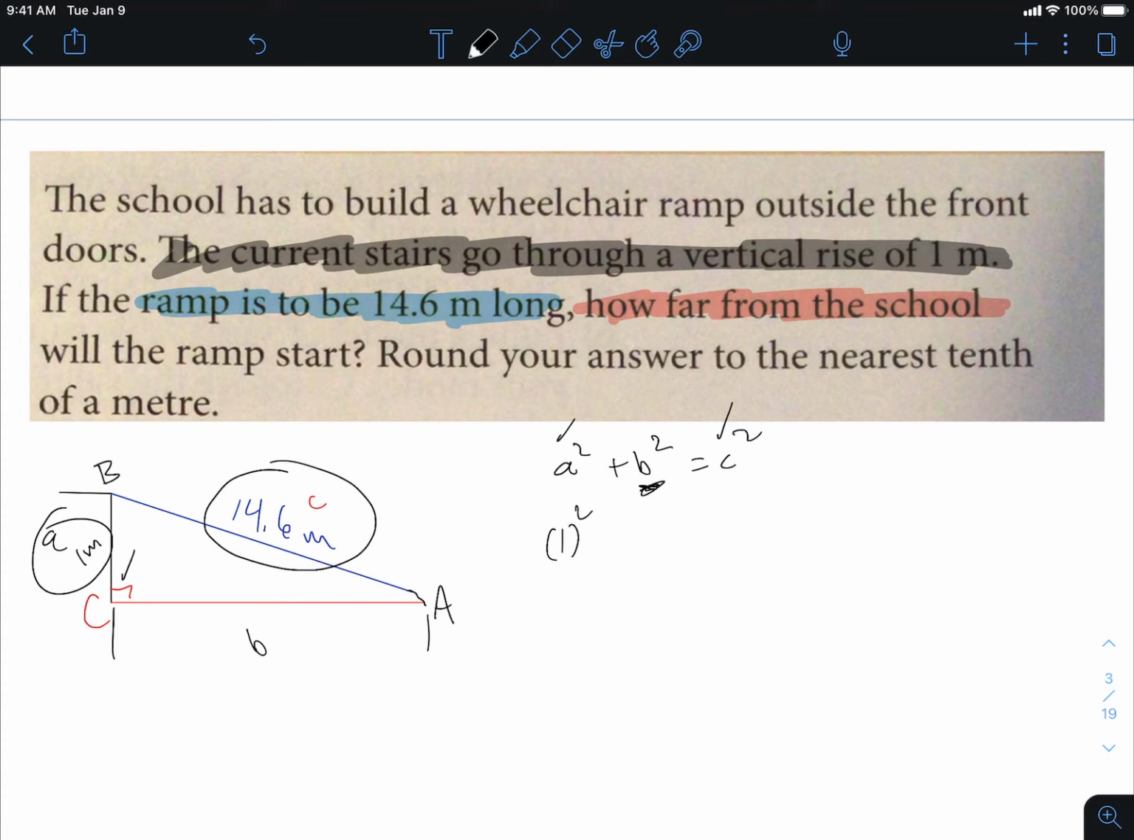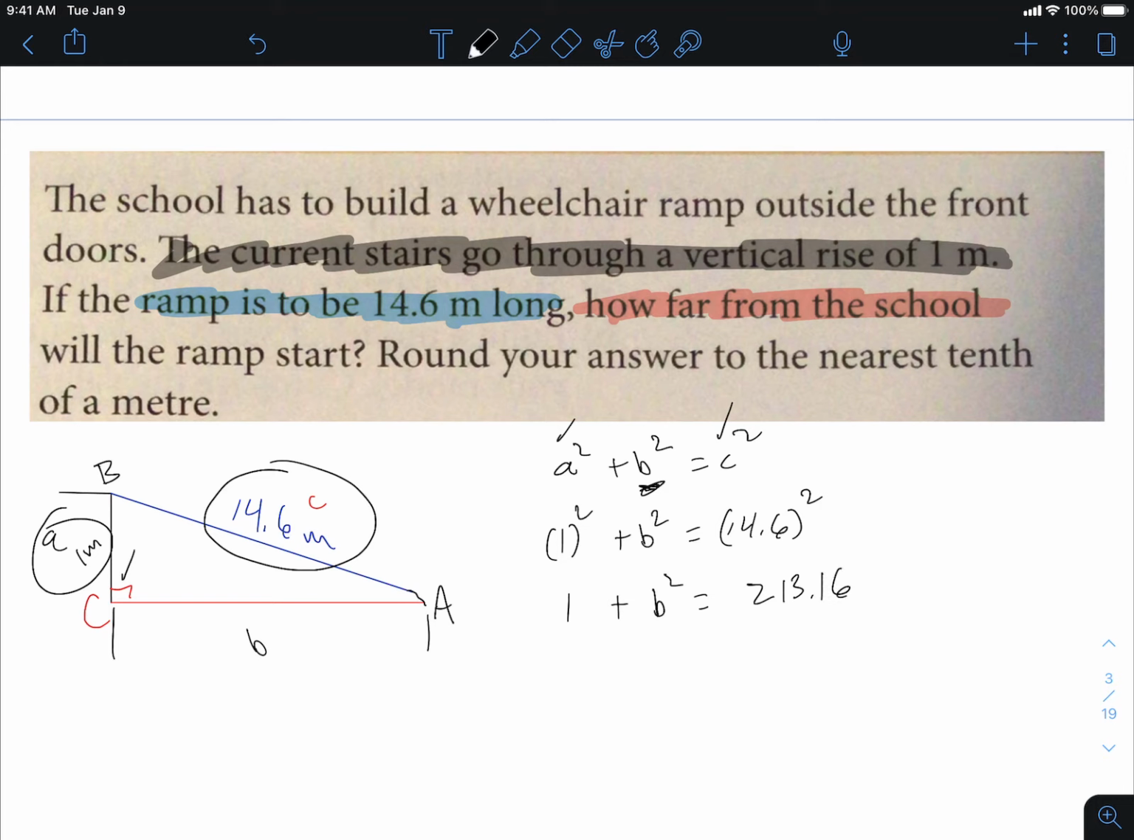1 goes in for A, plus b squared, which I don't know, is equal to 14.6 squared. 1 squared is just going to be 1, plus b squared equals, I don't know what 14.6 squared is, so we'll pull up our calculator. 14.6 squared is 213.16. What do we have to round to? We'll round our final answer to the nearest tenth, but carry this one, because we saw yesterday too, if you round early and in every step, your answer gets further and further off, right?